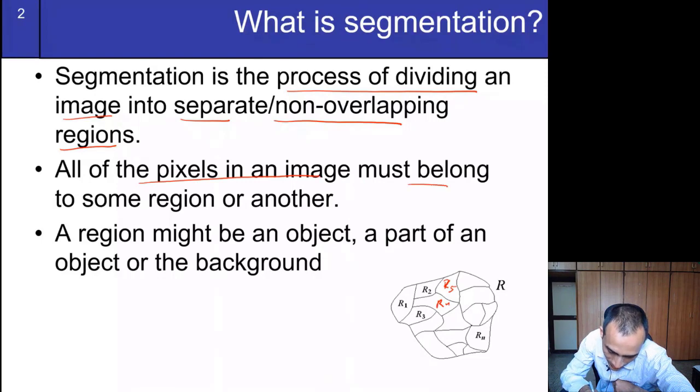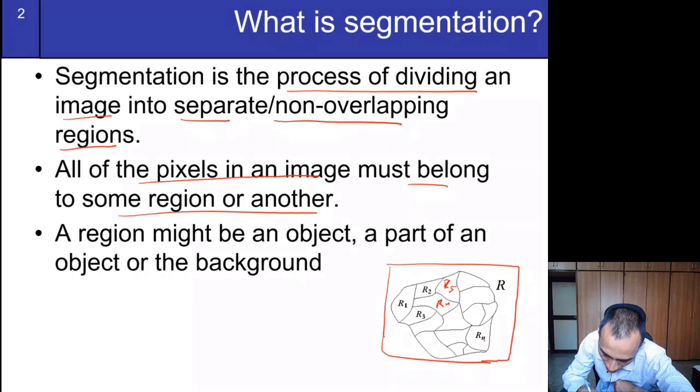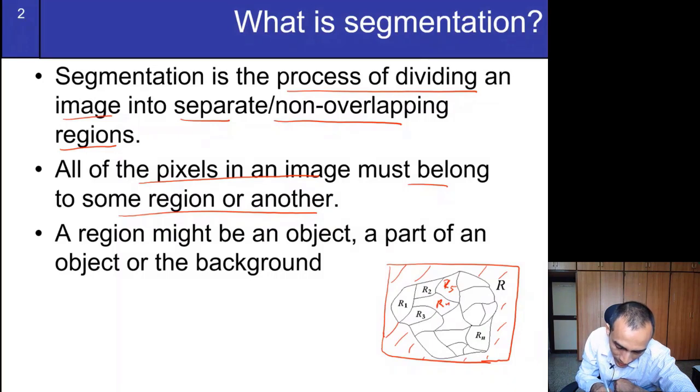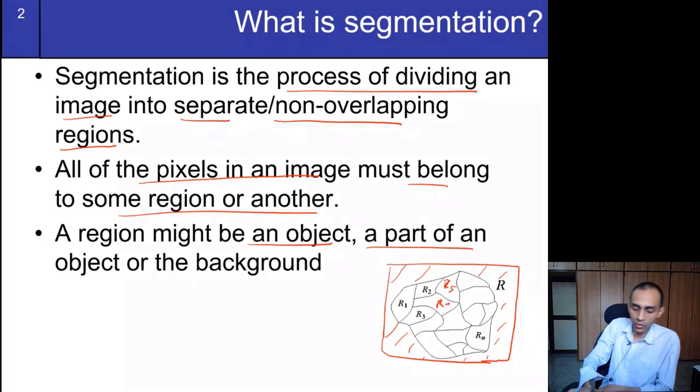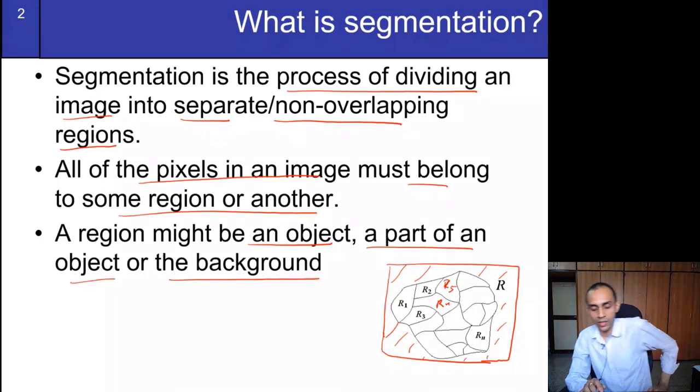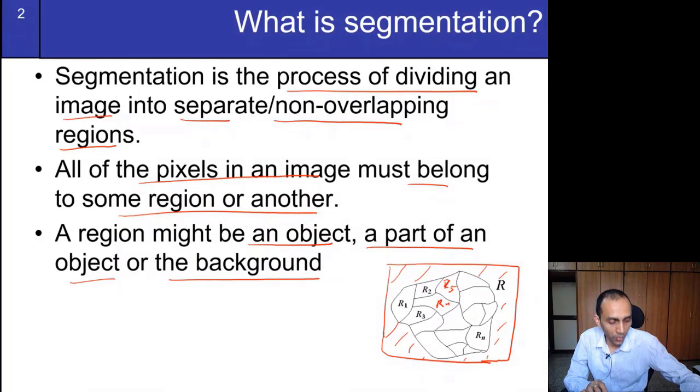And then maybe a background. Let us say your image is like this. These may be your foreground regions, and then there is at least one background region that is also called one region. So all the pixels get categorized into one of the regions. A region can be an entire object, or a part of an object, or the background. So there is no clear-cut definition of what you call a region or a segmentation. It will depend on the problem.